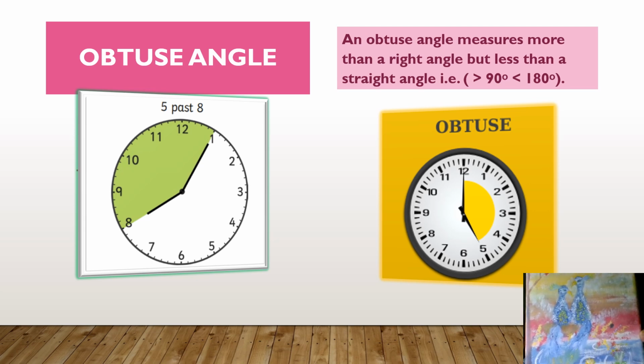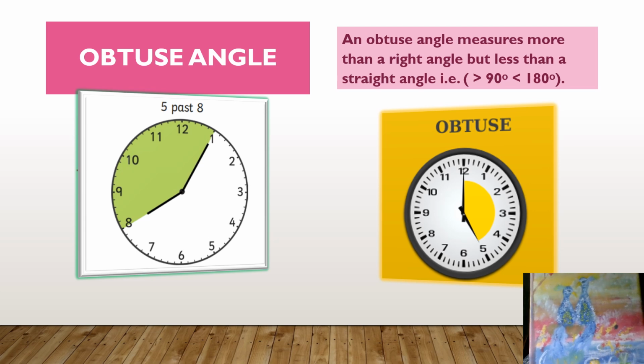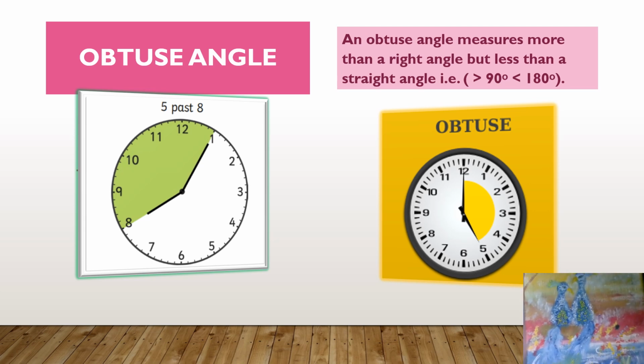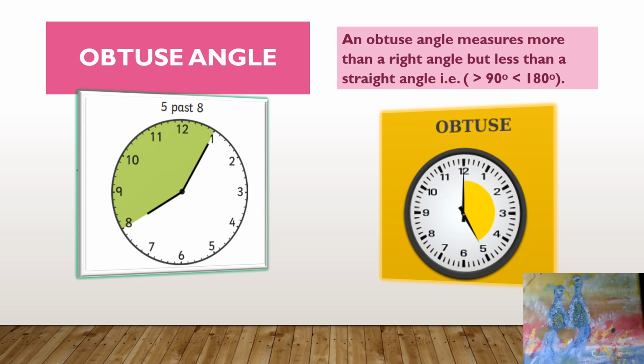What about the obtuse angle? An obtuse angle is bigger than a right angle, which measures 90 degrees, but it is smaller than a straight angle, which measures 180 degrees. The hands of the clock form obtuse angles at 8 o'clock, 7 o'clock, 5 o'clock, and 4 o'clock.